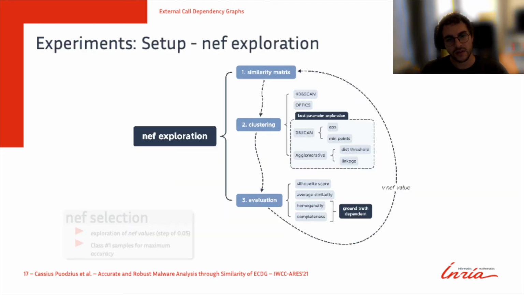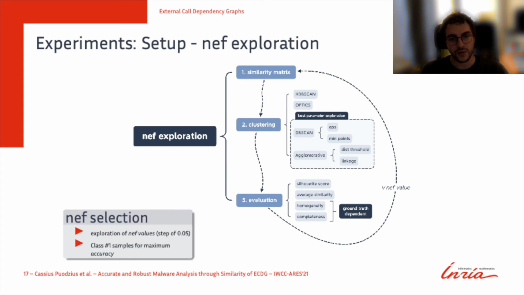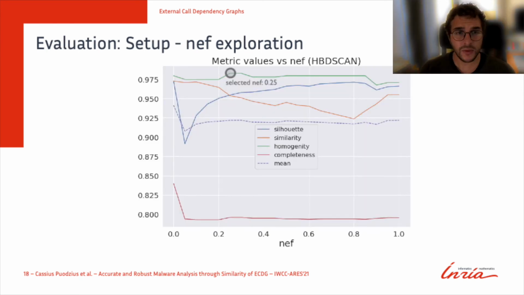As we saw, our similarity function requires the definition of the NEF value. Therefore, to select the NEF, we do an exploration varying the values from 0 to 1 in steps of 0.05, and we use the class 1 files in our dataset, since we aim for maximum accuracy when picking the NEF value. Then the exploration goes as follows. For a given value of NEF, we compute the similarity matrix with all possible pairs of files. We compute the clustering using multiple algorithms, and for each algorithm we compute different metrics. Here we see one of the curve profiles that we obtained in this exploration.